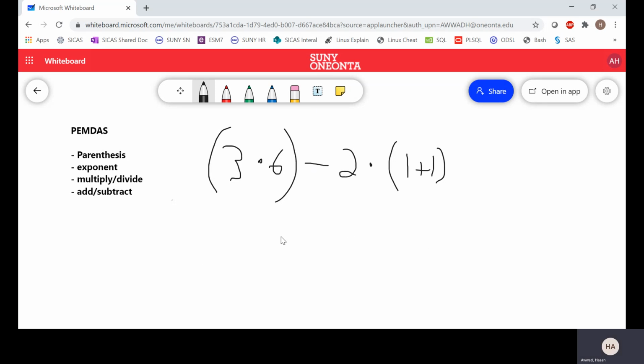So the idea here is we have to start with parentheses first, right? So we have 2 different parentheses. You can start with either of them, doesn't matter. So we'll start with what's inside this one, right? We have 3 times 6 inside of the parentheses. So 3 times 6 gives us 18.